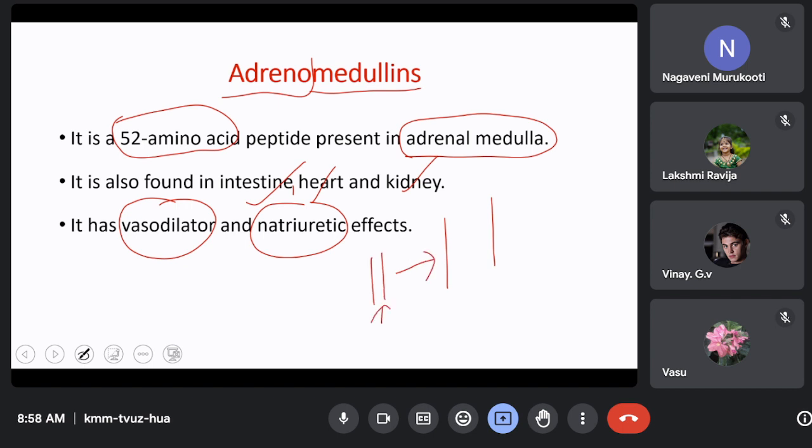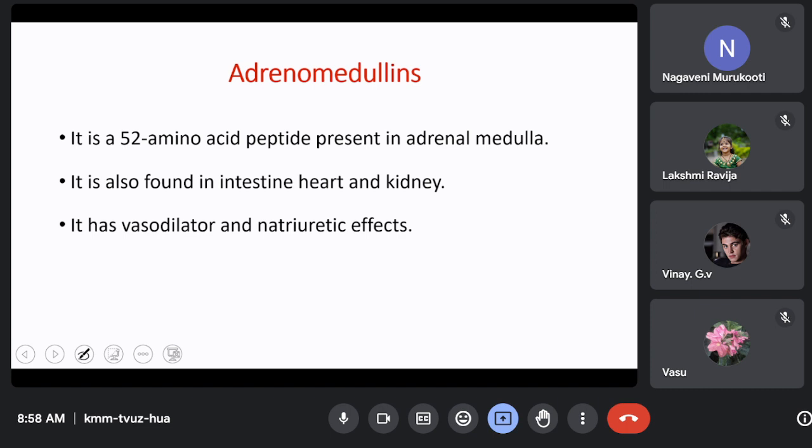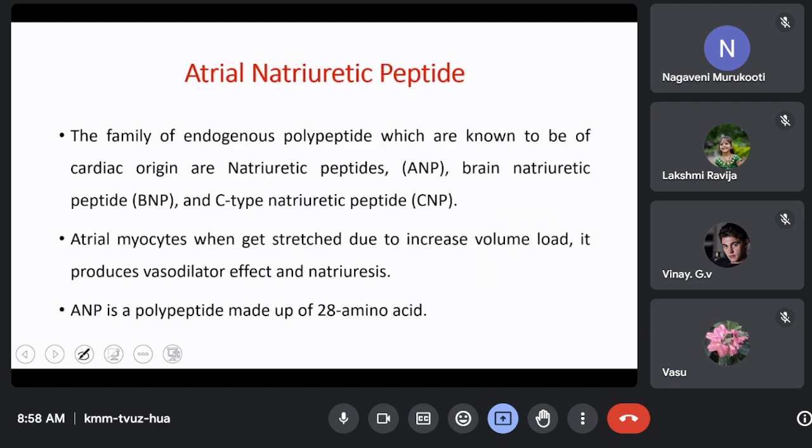This is the normal blood vessel. When vasodilation takes place, the diameter increases. So one of the functions of adrenomedullins is vasodilation. The second one is natriuresis. It is derived from two words, natrium and uresis. What is natrium? It is nothing but sodium. Uresis means excretion. So it enhances excretion of sodium along with urine. Hence we call it natriuresis. It is the second most important function of adrenomedullins.